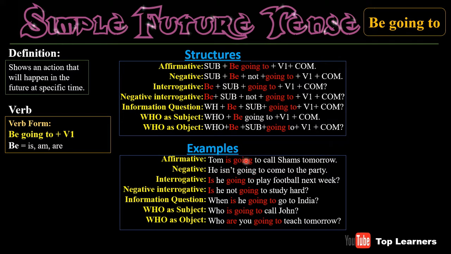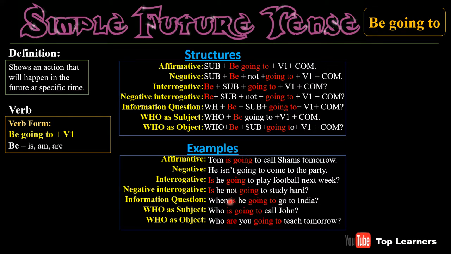Going here doesn't mean going to anywhere. It doesn't mean to move from one place to another place. Going here has the same meaning as will, and it talks about something in the future. To make a question, we bring the to be verb to the beginning: Is he going to play football next week? If you want to make it negative interrogative, we just add not after the subject: Is he not going to study hard?